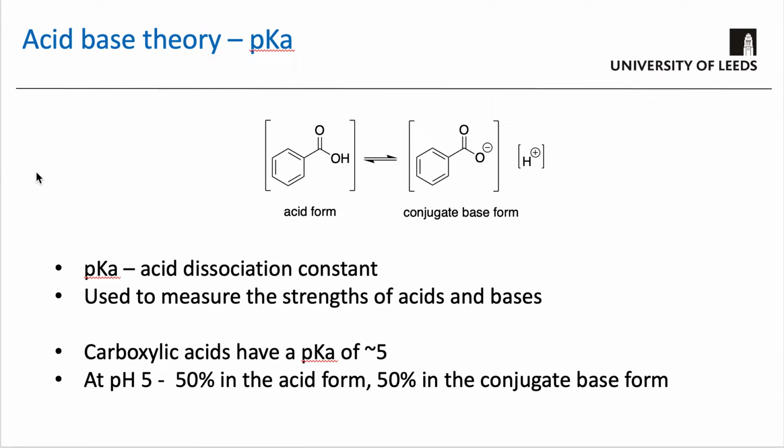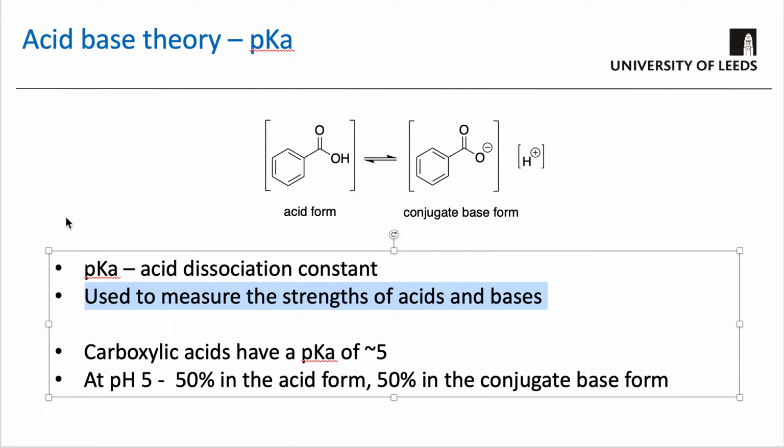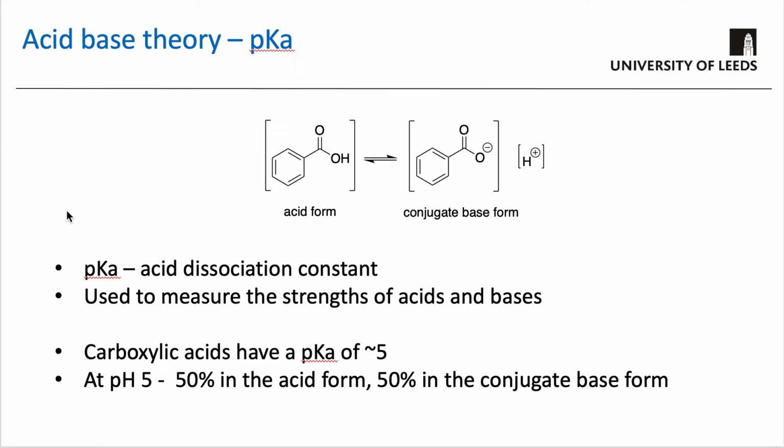So with acid-base theory, to know if you're going to be able to protonate or deprotonate a molecule, we have to think about a concept called pKa. pKa stands for the acid dissociation constant. It's a numerical value that you get for functional groups and types of compounds in particular, and we use this as a measure of the strengths of acids and bases.